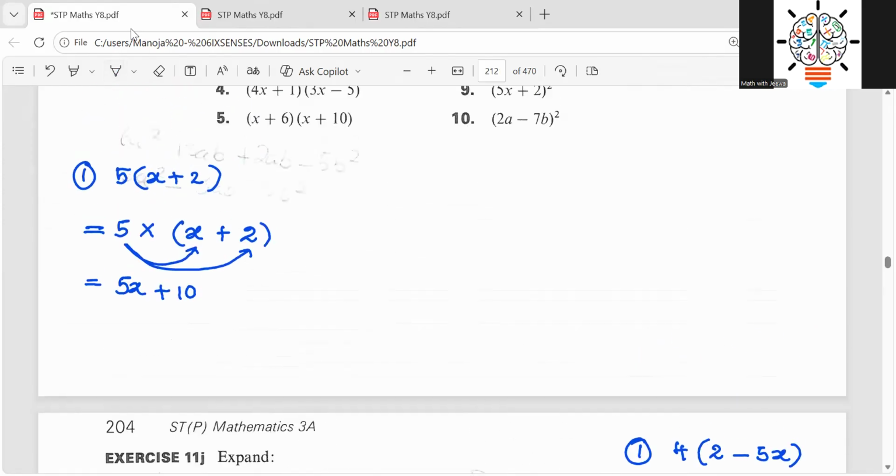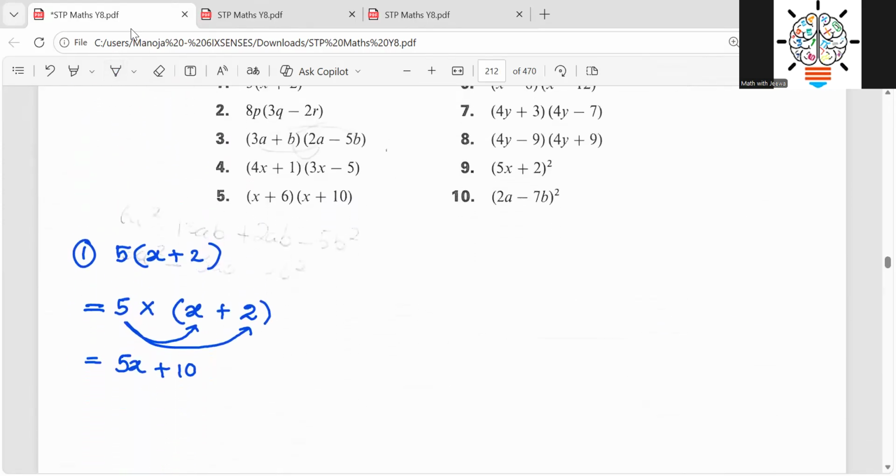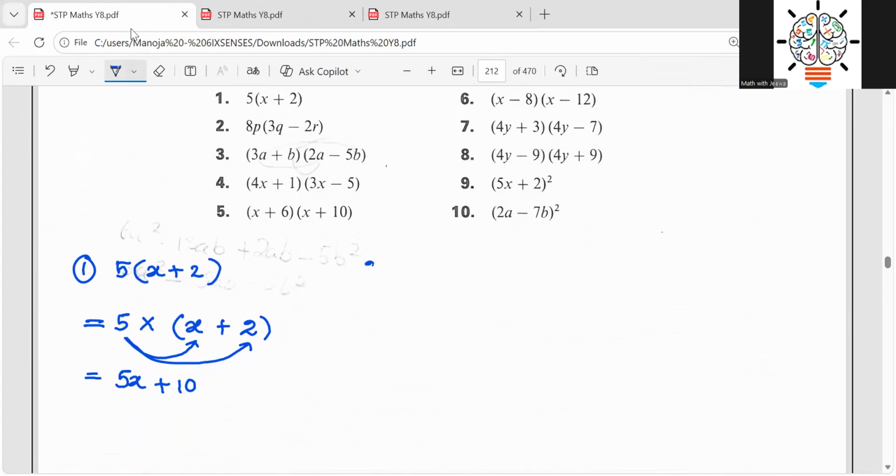Okay, so then we will move to another kind of question. Let's say question number 2. Children, you have 8p and then you have 3q minus 2r. You can do this with me without expanding, like question number 1. You put the equal mark here. First you multiply the numbers. 8 times 3, 24. p times q, pq. 8 times negative 2, negative 16. p times r, pr.